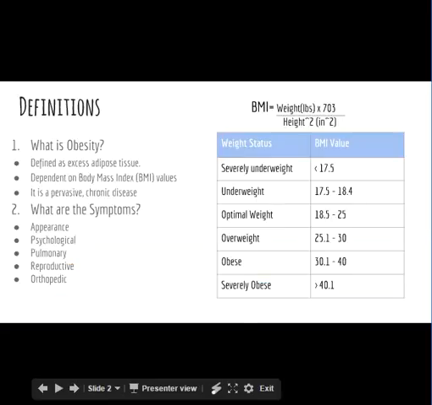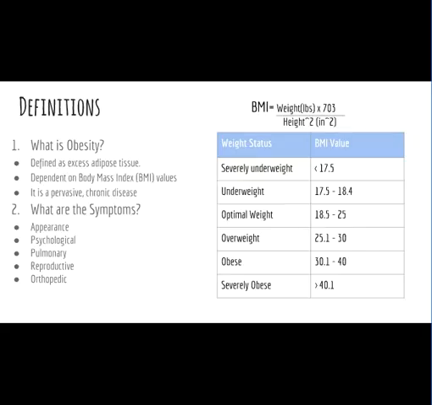So, what is obesity? Obesity can be defined as the excess of adipose tissue, and basically what adipose tissue is is fat. And so how does this happen? Well, you take in too many calories, or a person eats too much, and they don't use all the calories they consume, and so your body stores that as fat.